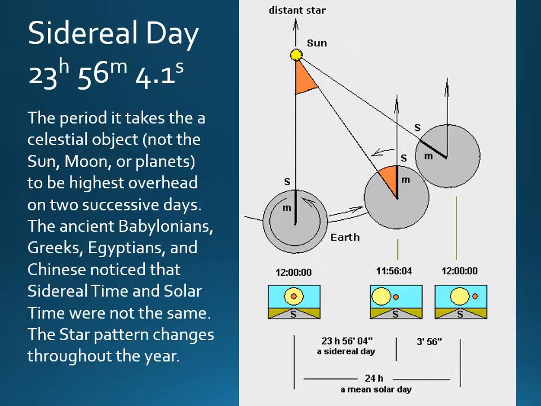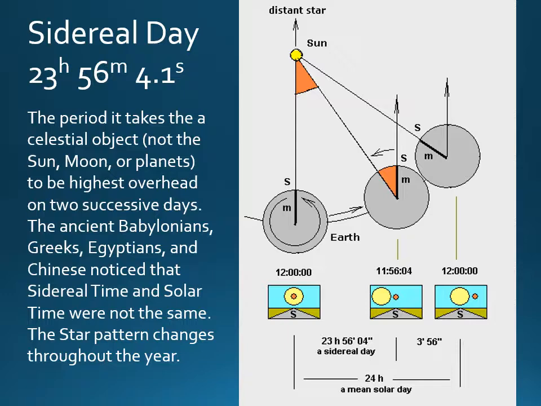Simple observations show that the rate of motion of stars is not the same as the rate of motion of the sun. A sidereal day, based on the stars, differs from a solar day, based on the sun, because of the motion of the Earth about the sun. The period it takes a celestial object, not the sun, moon, or planets, to be highest overhead on 2 successive days is called a sidereal day.